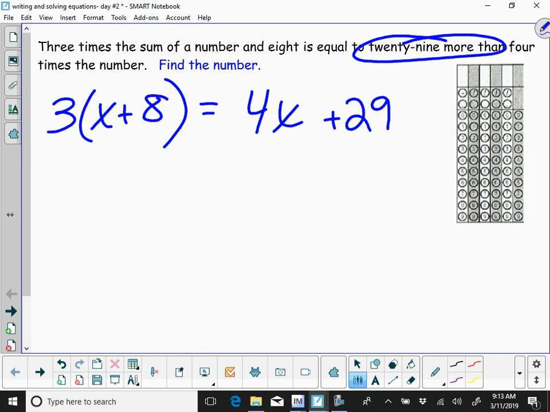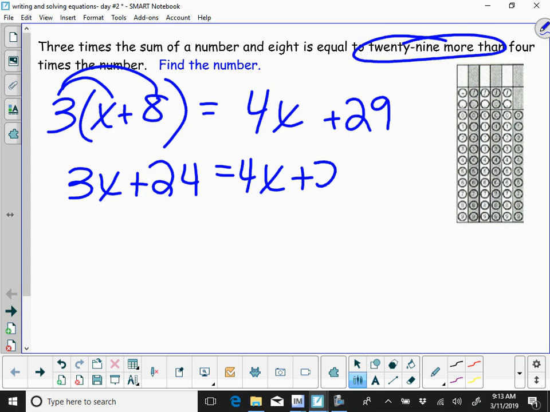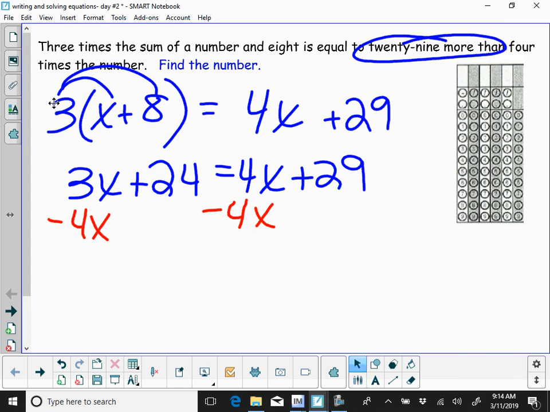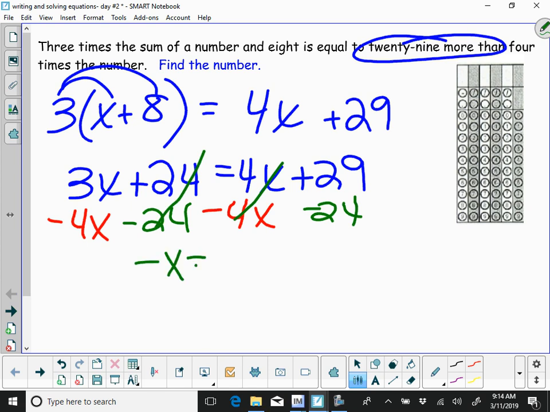And now we're just going to work it out from there. So what do I need to do first? All right, yep, distribute. So it's going to give me 3x plus 24 equals 4x plus 29. All right, what do you want to move? Okay, I'm going to move the 4x. And I'm also going to move the 24. Okay, so that gives me negative x is equal to 5.